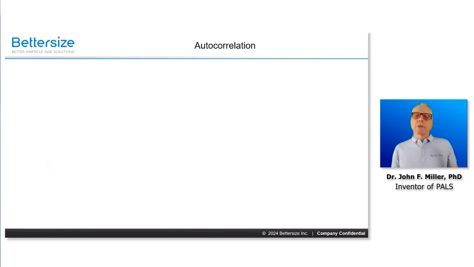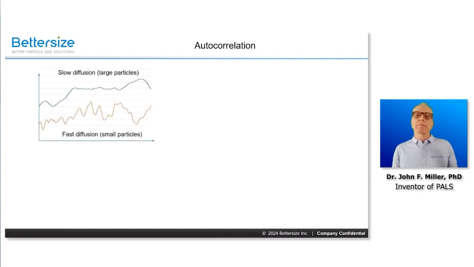Autocorrelation is a technique used to characterize a random signal and estimate its characteristic time frame. Let's examine this graph, which displays two examples of randomly fluctuating signals. The blue line represents slow diffusion, typical for large particles, while the brown line represents fast diffusion, expected from small particles. Visually, you can see a clear difference in the time frame over which the randomness changes. We can exploit this difference using correlation.